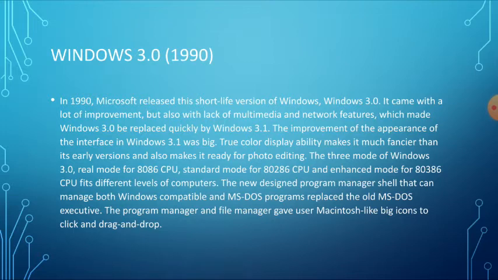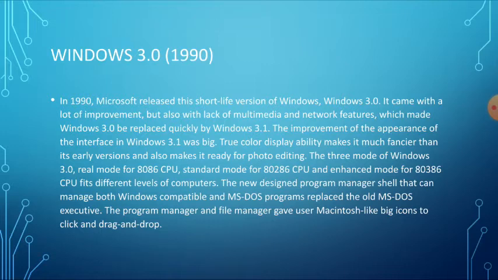Windows 3.0 came with a lot of improvements, but also lacked multimedia and network features, which made Windows 3.0 quickly replaced by Windows 3.1. The improvement of the appearance of the interface in Windows 3.1 was big. True color display ability makes it fancier than its earlier version and also makes it ready for photo editing.